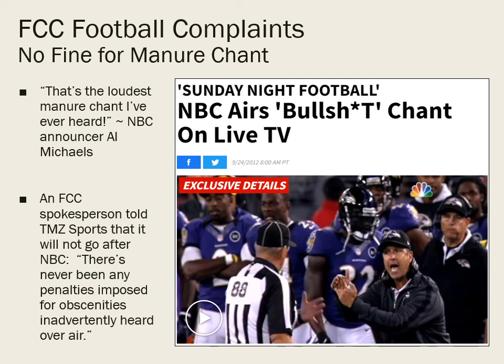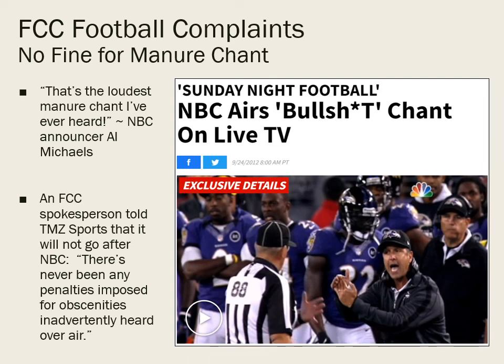So after a bunch of blown calls, the fans at M&T Bank Stadium in Baltimore just finally lost it when there was a dubious contact penalty call that negated a Baltimore interception, and then an unsportsmanlike conduct call against Ravens coach John Harbaugh. And so the stadium erupted into a very loud, very lengthy, perfectly in unison chant of bullshit. I mean, you can look at the video, I've got it posted in the classroom. It is a loud chant.